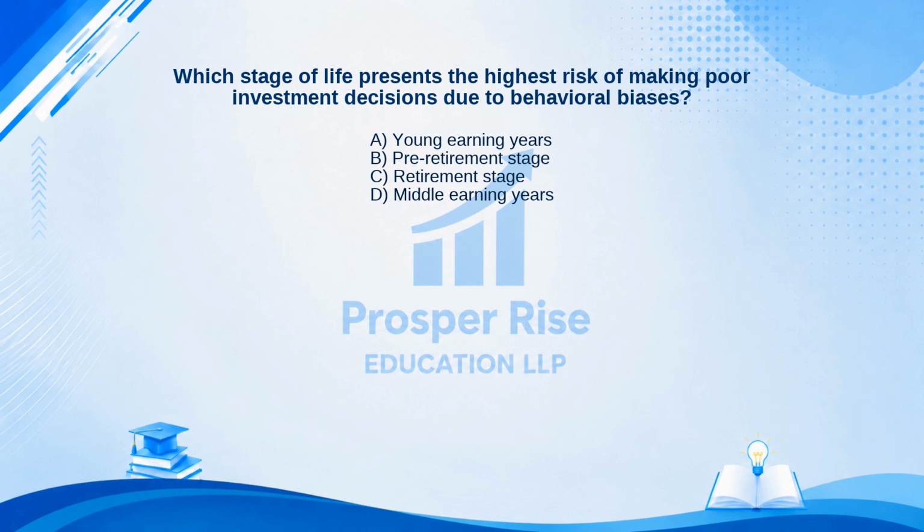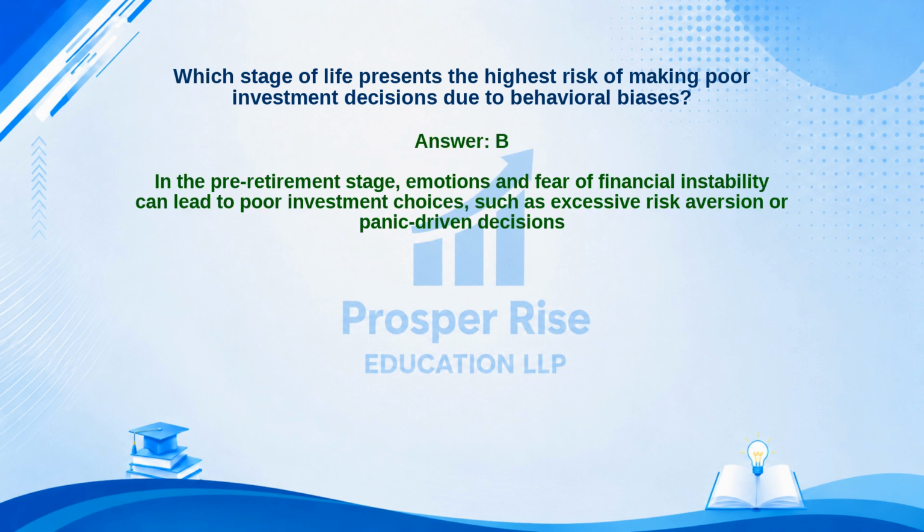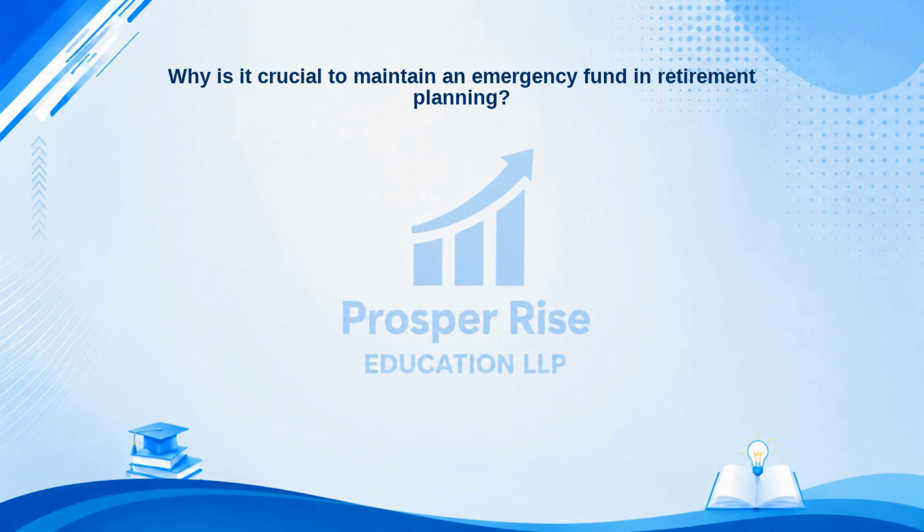Take a moment to pause the video and decide. The correct answer is option B. Let's see why. In the pre-retirement stage, emotions and fear of financial instability can lead to poor investment choices, such as excessive risk aversion or panic-driven decisions.